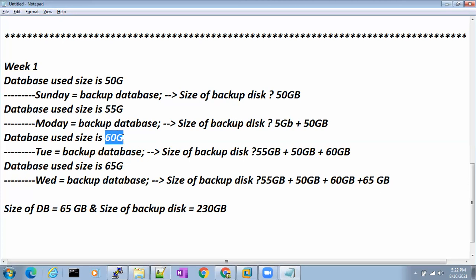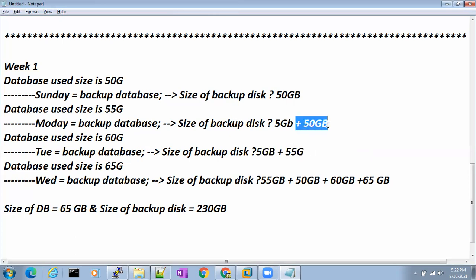Tuesday, database size is 60 GB, which means what are the changes from Monday to Tuesday? How much is the change in size? 5 GB. 5 GB changes happened. So the size of the backup should be again 5 GB, plus 55 GB, which is 60 GB now.